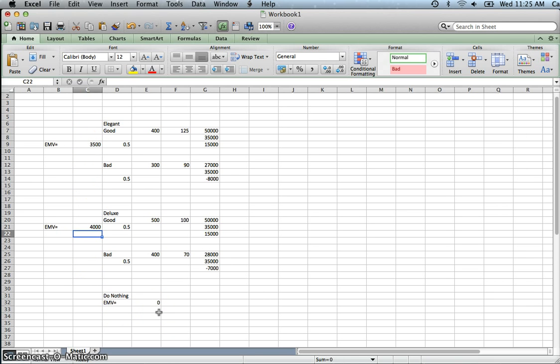Out on Canvas, you'll see an example of this done vertically. I could take this data and flip it on the side and do good down a column and bad down a column for elegant, and then I could do deluxe, the good and the bad down the column. I don't care which format you use, whatever you think is comfortable in laying it out, because really all we're doing with Excel is using it to calculate these expected monetary values, identify the various outcomes and the probabilities, and those added together give you the expected monetary value for that option.